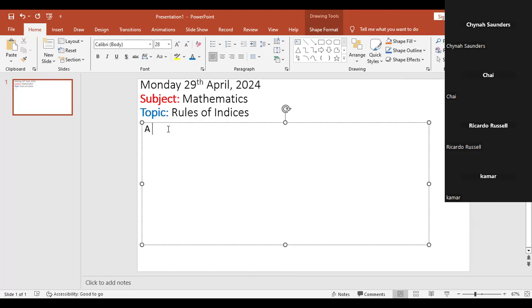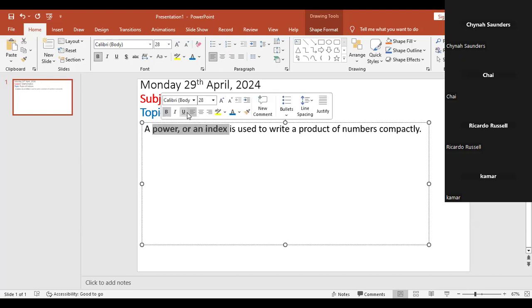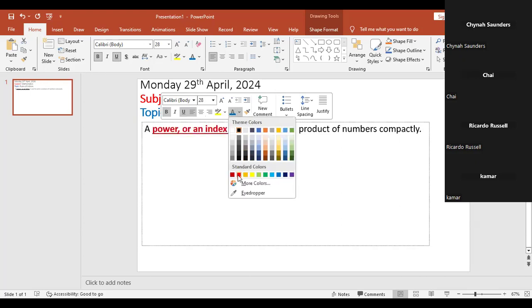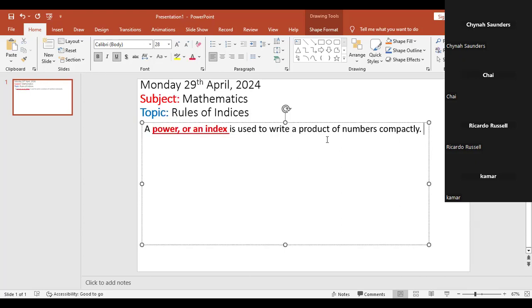So let's define what a power is. A power or an index, let's write this down for me, please, is used to write a product of numbers compactly. So if we want to write the product of a number in a compact way, we would use a power or an index, all right? If we want to write it compactly. So a power or index is used to write a product of numbers compactly, okay?